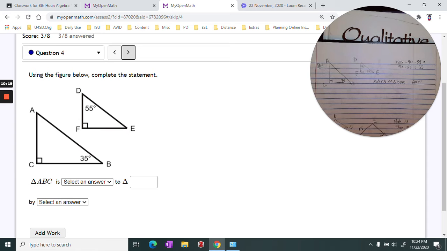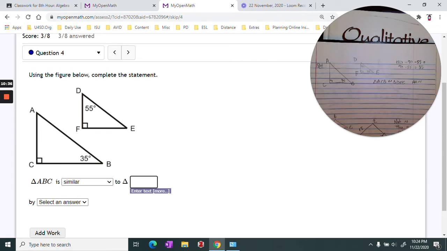So I'm going to come in here. I'm going to say my triangles are similar. Now here's the important part. What's my order? On my paper, I wrote A, C, B, and D, F, E. But here I'm starting with A, B, C.